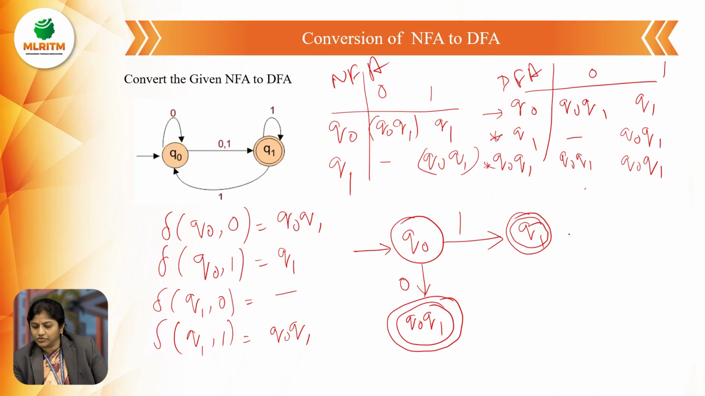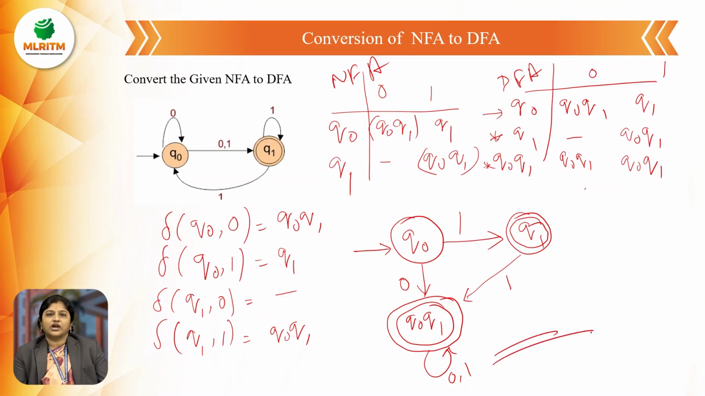Q1 on 0, no. It is going nowhere. Q1 on 1, here. Q0, Q1 on 0, loop. Q0, Q1 on 1, again a loop. So what does a loop indicate? May or may not. It may come one time or more than one time, or it may not come at all.